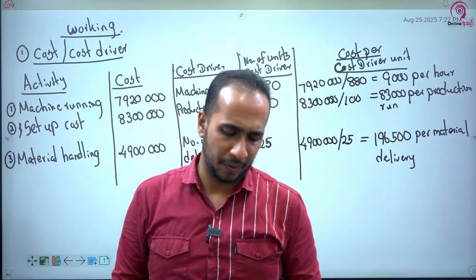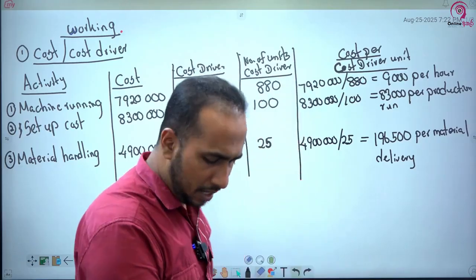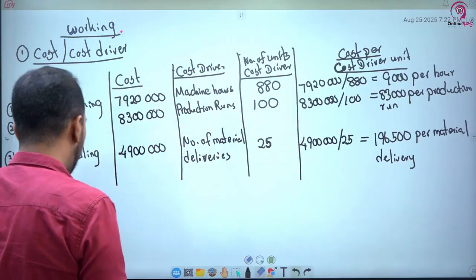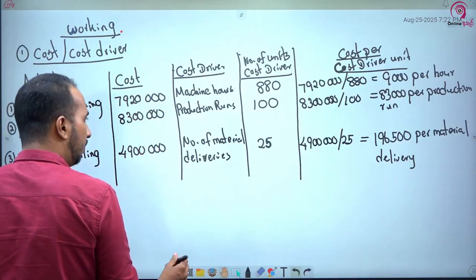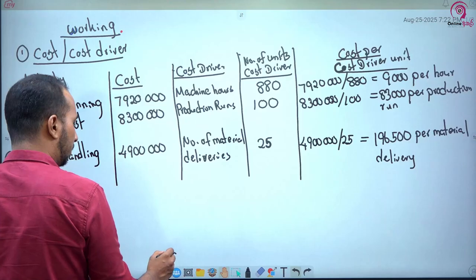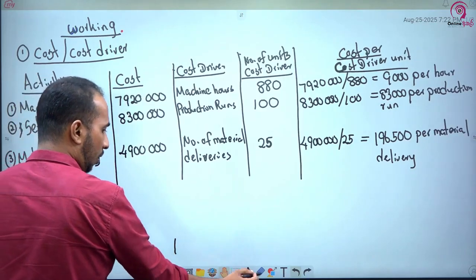That is the basis. Then having done that, what we have to do? Then we have to allocate the overhead cost.